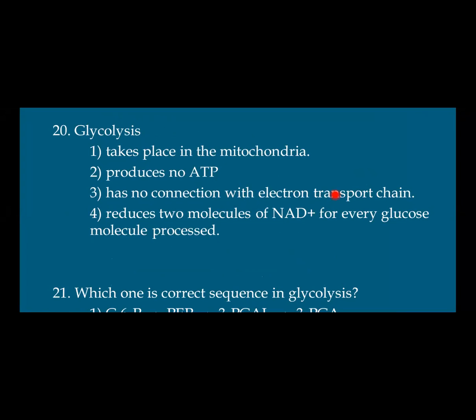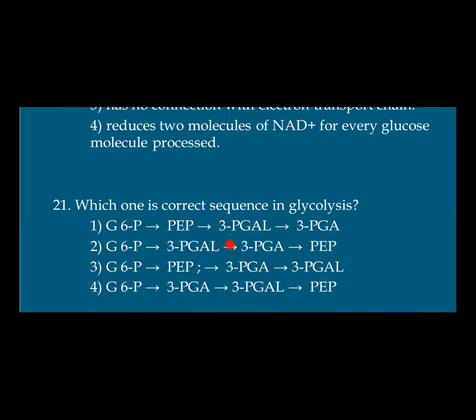Has no connection with ETS is wrong because the NADH that is produced will go to ETS. Produces two molecules of NADH for every glucose molecule produced. So this answer is the right option. Option number 4 is the right option. It gives 2 NADH for every glucose molecule produced. So option 4. Question number 21.